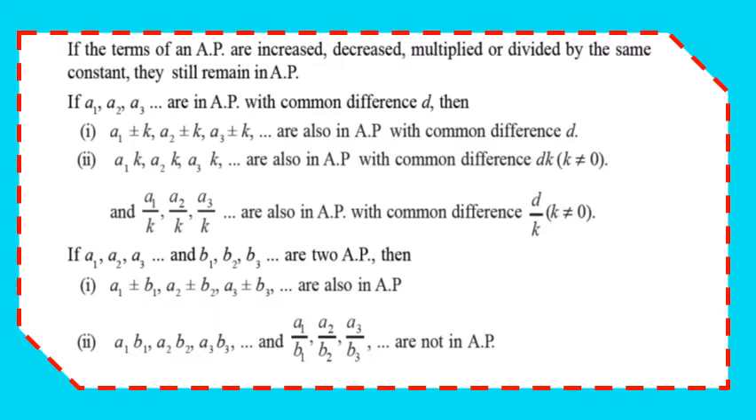Now if a1, a2, a3 and so on and b1, b2, b3 and so on are two APs, then a1 plus minus b1, a2 plus minus b2, a3 plus minus b3 and so on are also in AP. And their multiplication, that is a1b1, a2b2, a3b3, and their division, that is a1 upon b1, a2 upon b2, a3 upon b3, will also remain in AP. Clear? So note down these points.